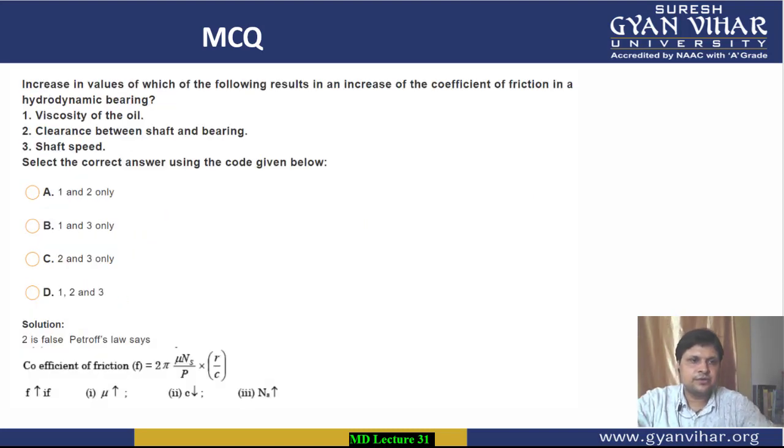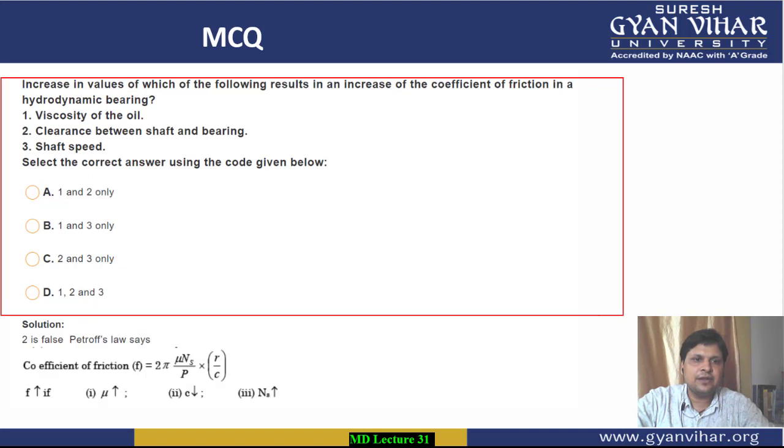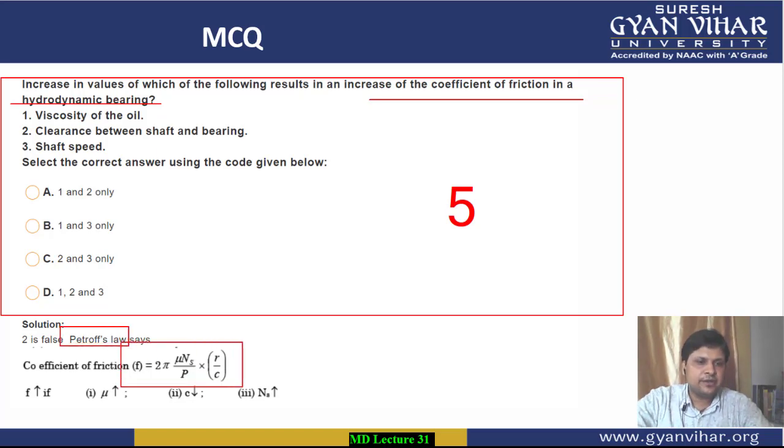Coming into multiple choice question number 5. Increase in values of which of the following results in an increase in the coefficient of friction in a hydrodynamic bearing? We all know that Petroff's equation gives you the value of hydrodynamic bearing friction. The coefficient of friction in the case of hydrodynamic bearing is given by Petroff's equation, the formula 2 pi mu ns by P into R by C.